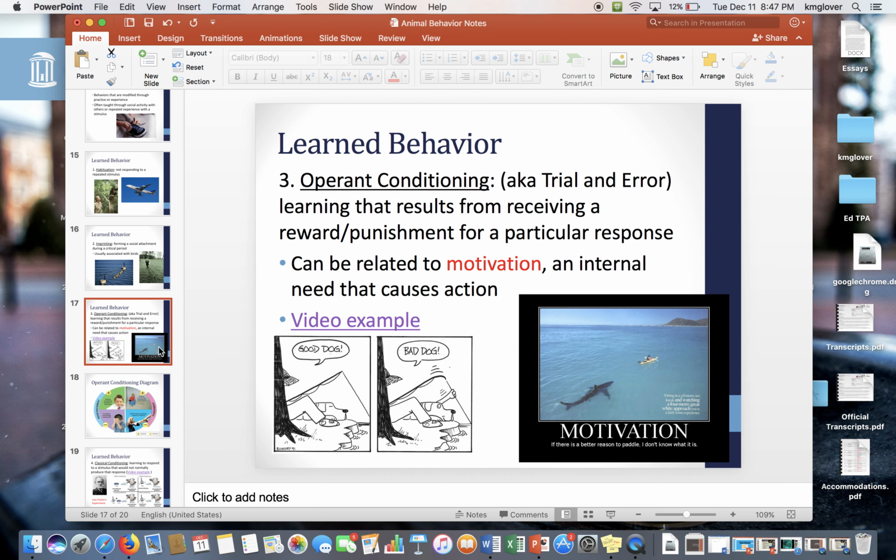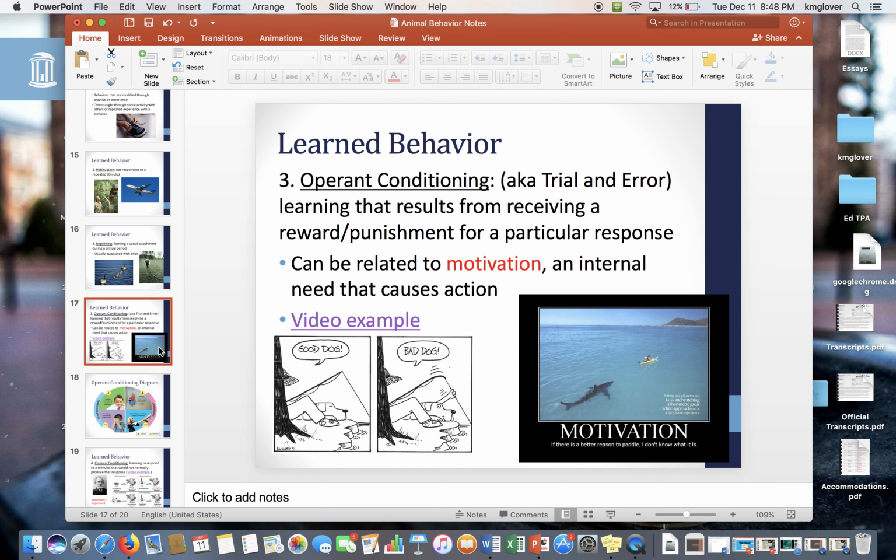But the first one's pretty easy. It's called operant conditioning. It's just trial and error. If you're learning something through trial and error, it's trial and error learning that results from receiving a reward or a punishment. This can really be related to motivation. Let's say you do something, you get a piece of candy, you're going to be more motivated to do it again.